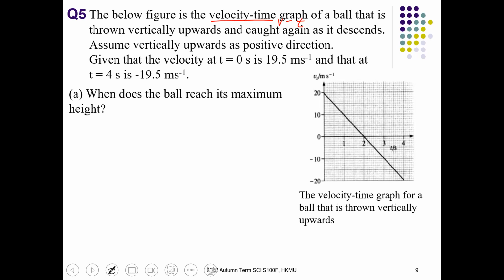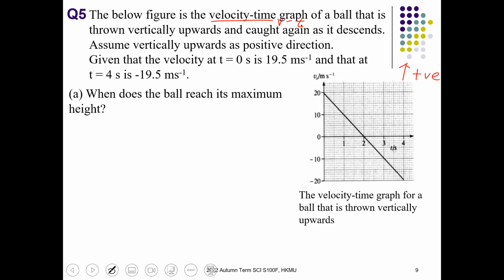First of all, we assume vertically upwards as positive. This is very important. Remember that all of the questions define the positive direction. And now we are considering a 1D motion. We only consider vertical direction. This is 1D. We are given the information of 2 points at t equals to 0 seconds and at t equals to 4 seconds. We are given the exact information of 2 points.